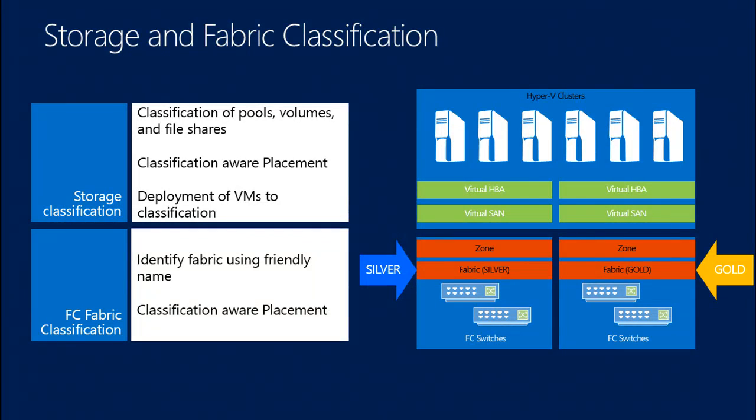So those are now the four types of classification. Pool classification, volume classification, again, in the case where you don't have a SAN. Share classification, if you want the flexibility of saying this share is different from another share, and also fabric classification.